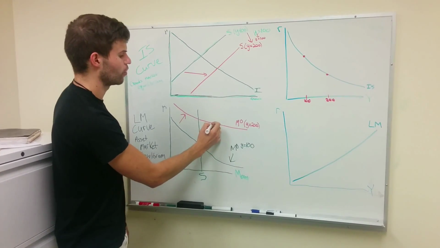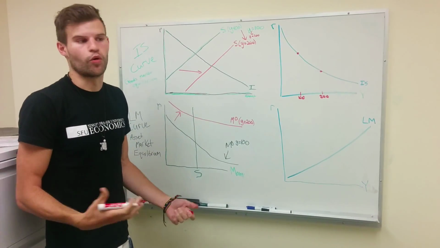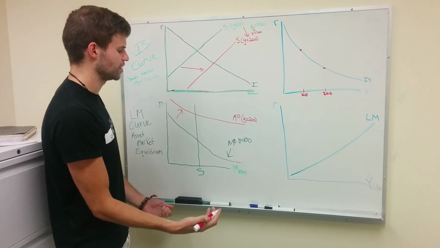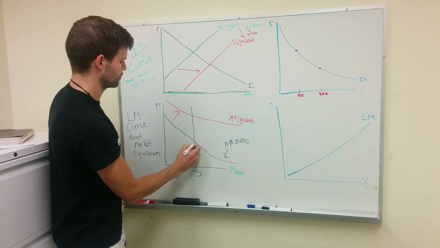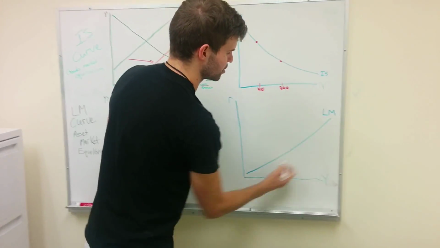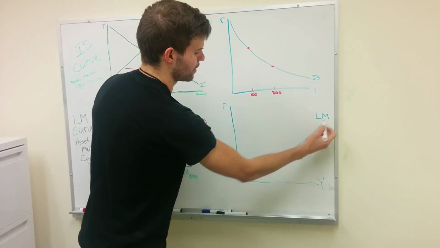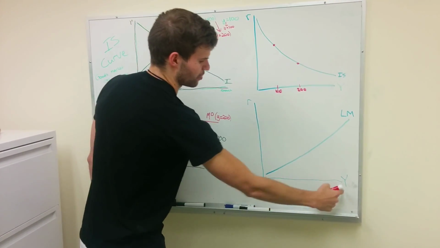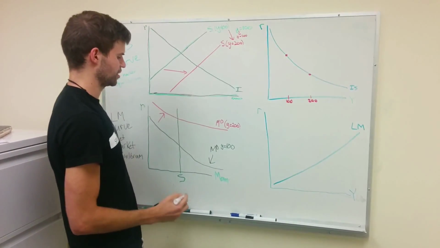But if Y increases, so if output increases from 100 to 200, then your demand for money is going to go up, right? Because if there's more stuff to spend your money on, or there's just more stuff in general, then you need more money. And so that shifts the interest rate up from here to here. And so that shows this relationship, which is your LM curve, where as Y goes up, so does the interest rate.